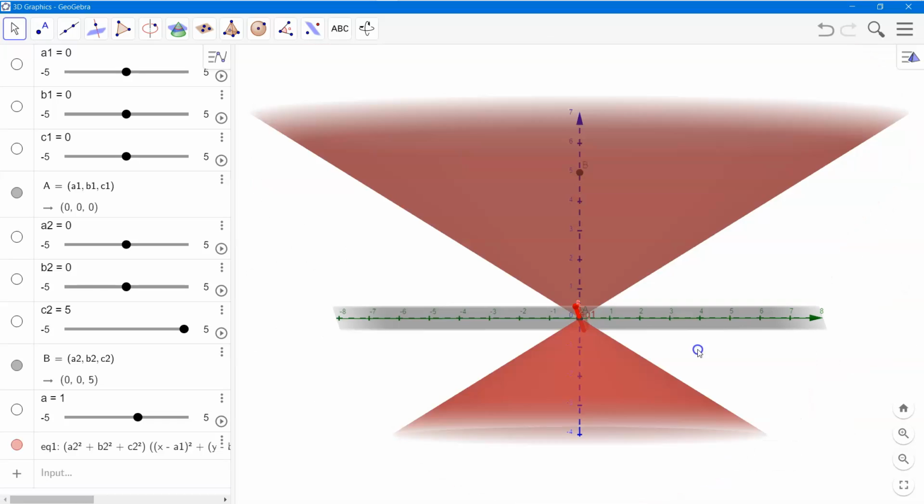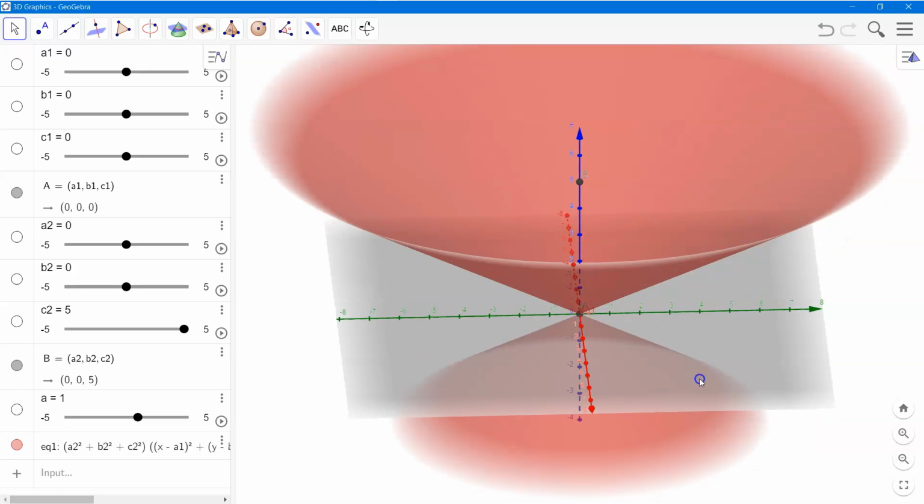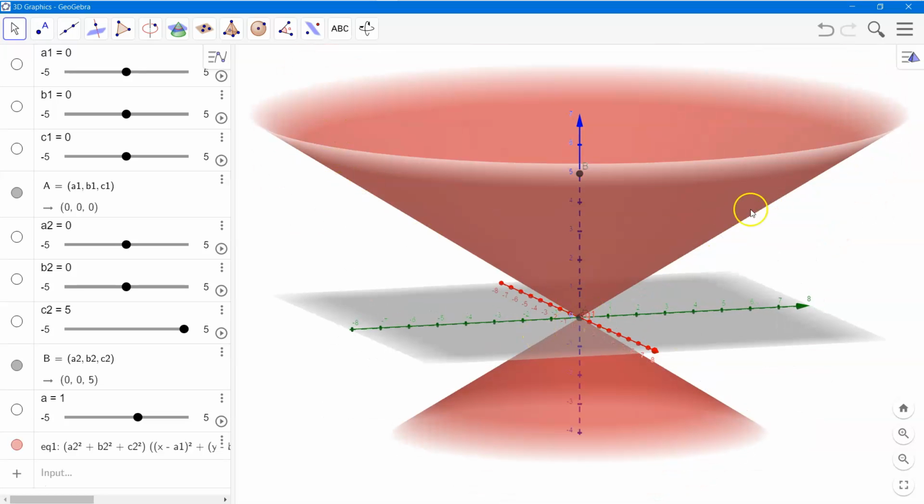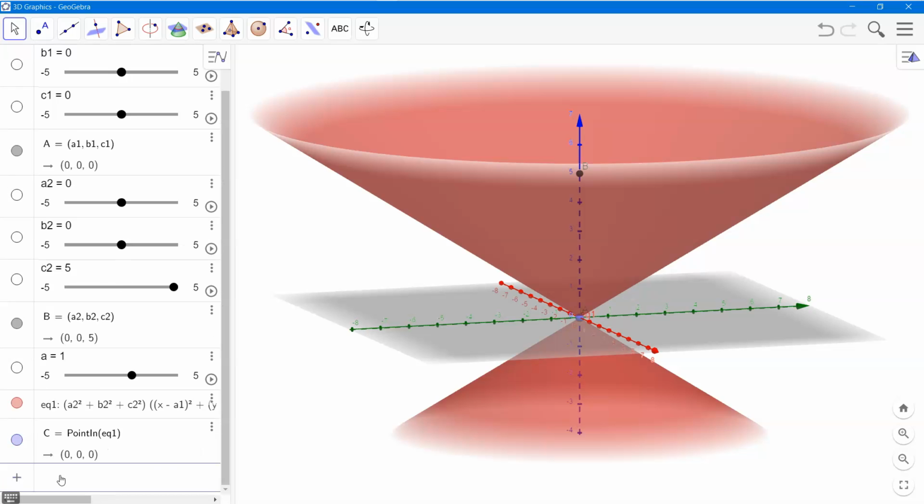Actually, what we got is a double cone, right? So let's focus only on the top part. Now here, this z axis is the axis of the cone. Now we want a point on the cone, on the surface of the cone. So let's use GeoGebra's function, point in EQ1. So by default it is taking it as 0, 0, 0 because that is also a point on the cone. But we don't want that, we want some other place.